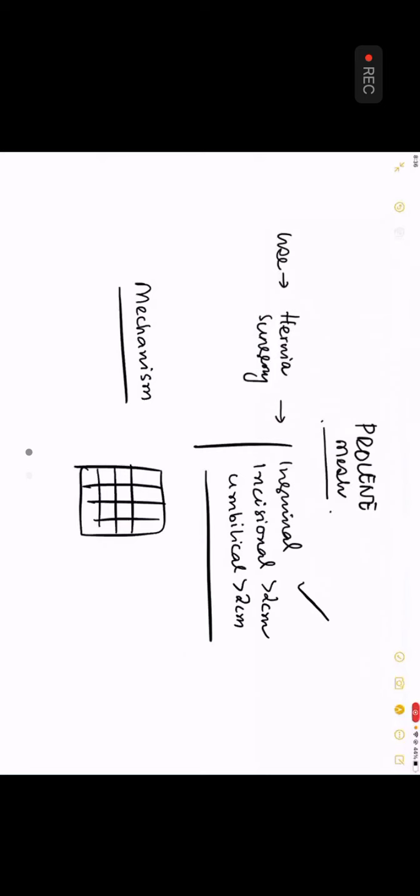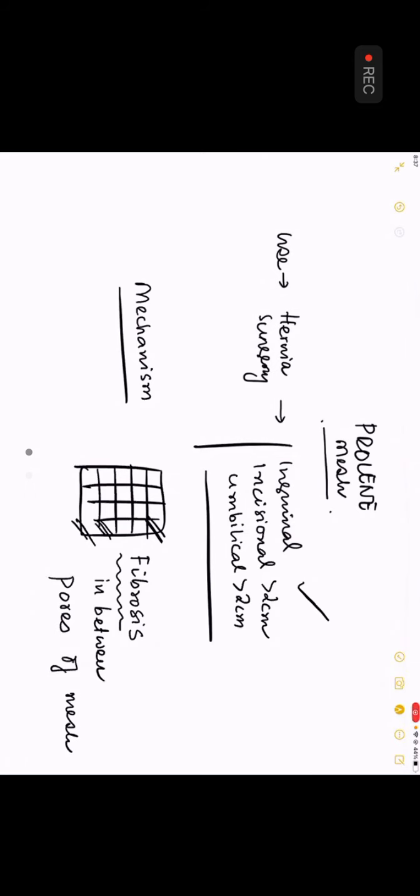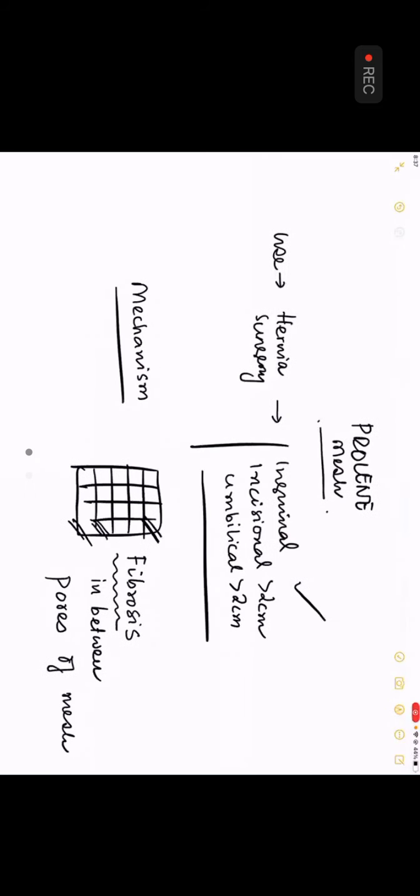a mesh encourages fibrosis to happen, because there is fibrous tissue which grows in between the pores of the mesh. This is the mechanism. Finally, the fixation of the mesh is on the margins, or a better answer is near the margins.